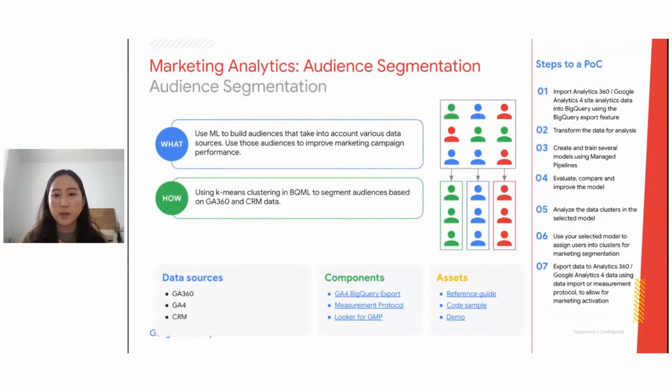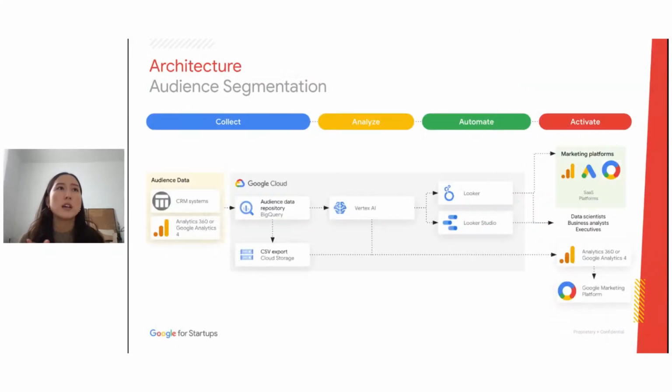And to see an example architecture of how this would play out, this is what audience segmentation could look like on Google Cloud. So you see in the collection portion, we're getting data from your CRM, we're getting data from Google Analytics, and we're dumping it into BigQuery as well as exporting and backing up some data into cloud storage as well. From there, you can continue with your analysis and use BigQuery ML to create your k-means clustering model. And once it's ready, send it to Vertex AI to serve the predictions.